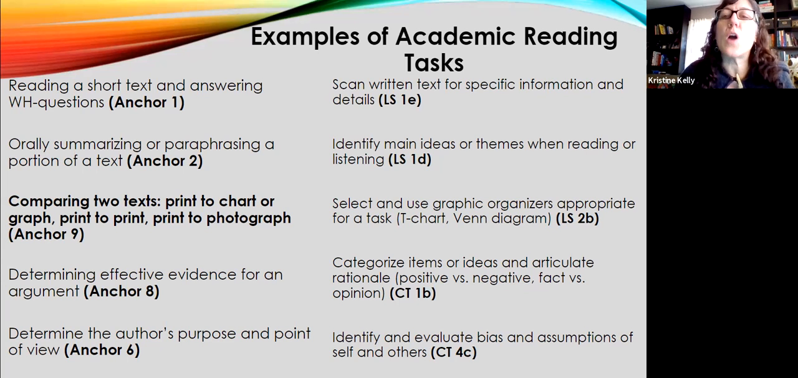It doesn't have to be two long texts. It can be a short piece of text and a visual. Determining effective evidence for an argument is reading Anchor 8, and determining the author's purpose and point of view is 6. And if we look closer at some of the supports here, we have a learning strategy standard, scanning written text for specific information and details. That is the ACESTIF skill that can underlie Anchor 1.